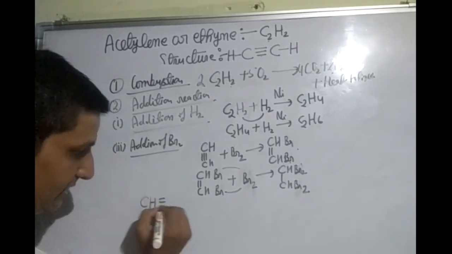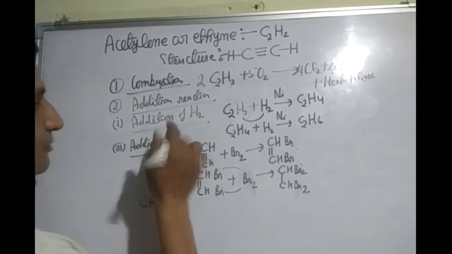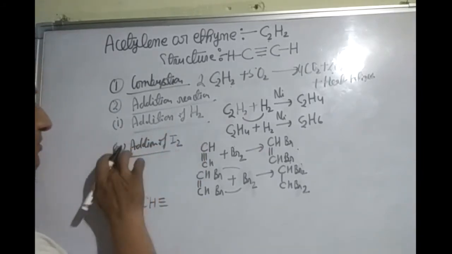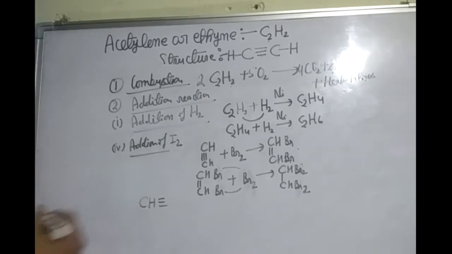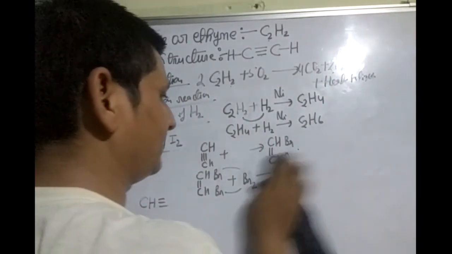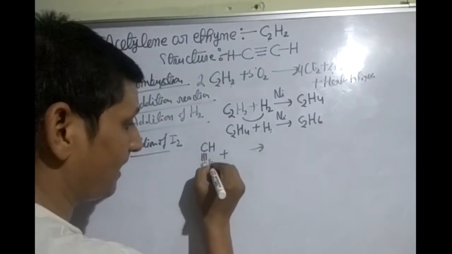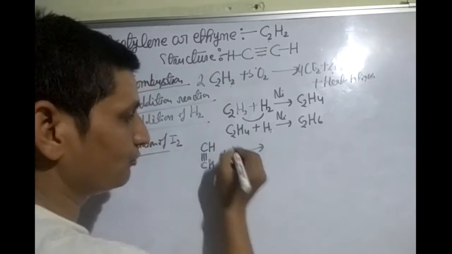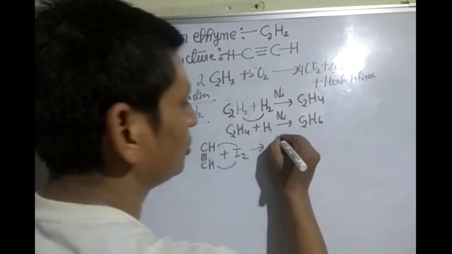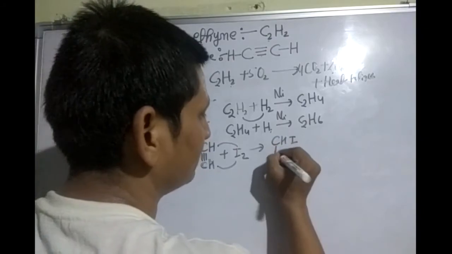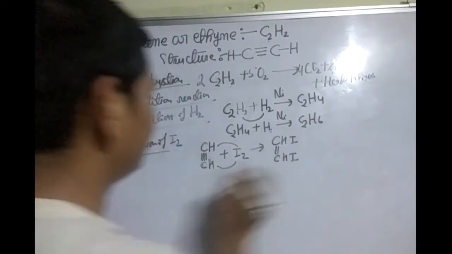Next, addition of iodine. This is acetylene. So we can write fourth point, addition of iodine. We can write it in this way. Look here. The formula of iodine is I2. One I attaches here, one I attaches here. CHI double bond CHI. So look here, dear students.